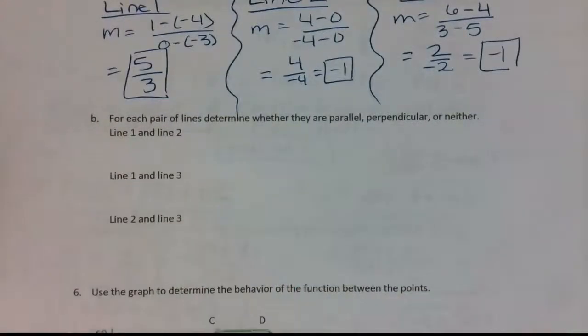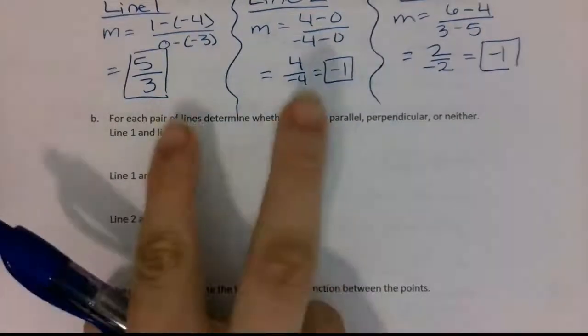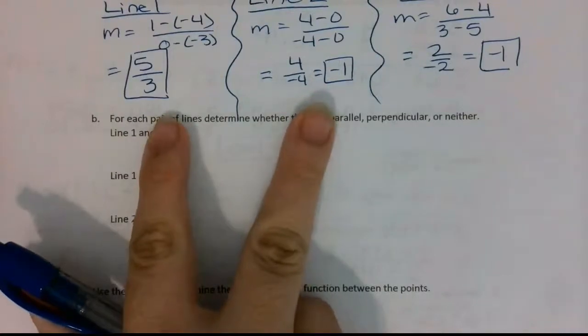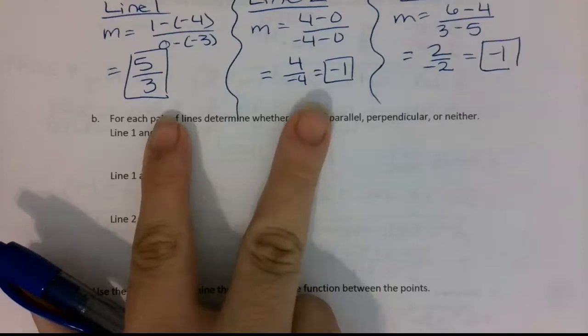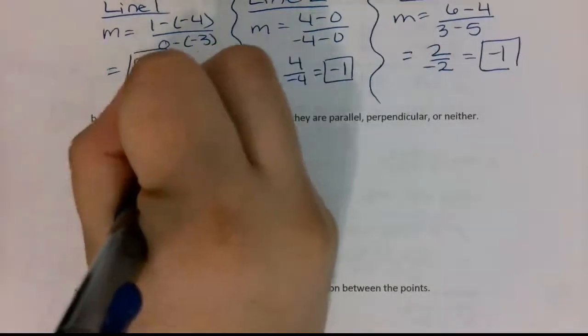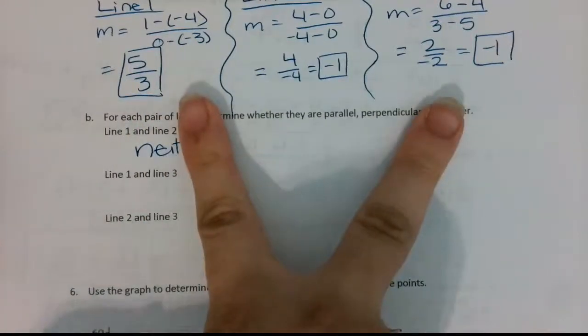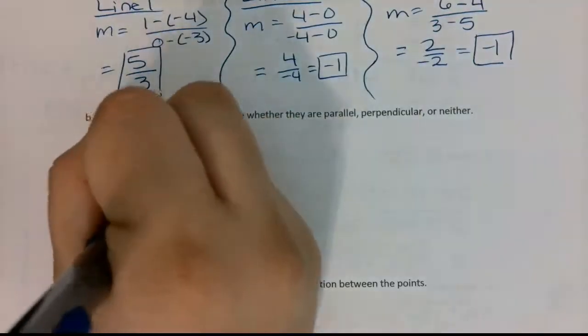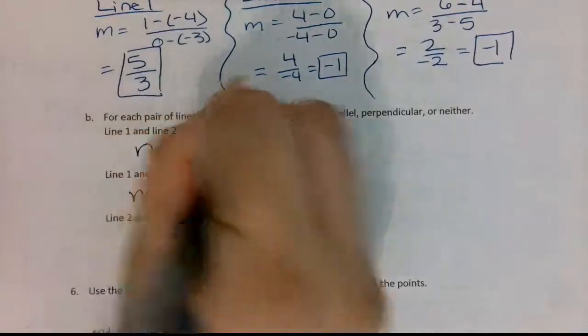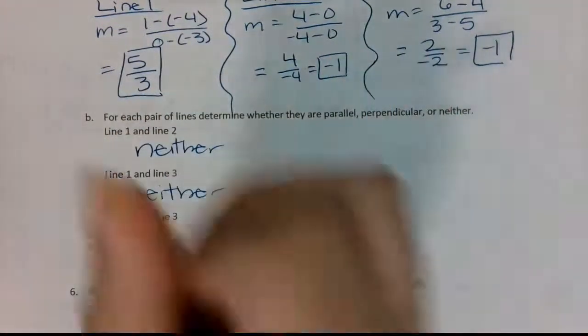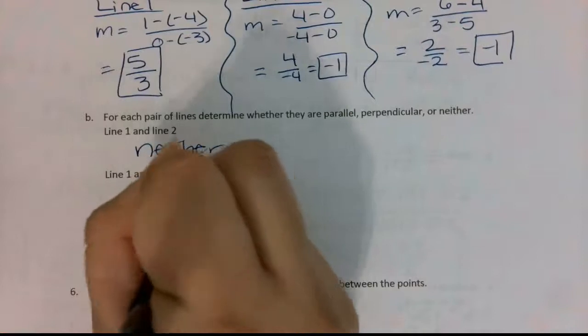B wants me to decide if the lines are parallel, perpendicular, or neither. For line 1 and 2, if I look, these are completely different numbers. They're not opposite reciprocals. They are opposite signs, but they also need to be opposite reciprocals to be perpendicular. To be parallel, they have to be exactly the same, so line 1 and 2 are neither. Line 1 and 3, same kinds, they're completely different, also neither. Lines 2 and 3 are exactly the same, so they are parallel.